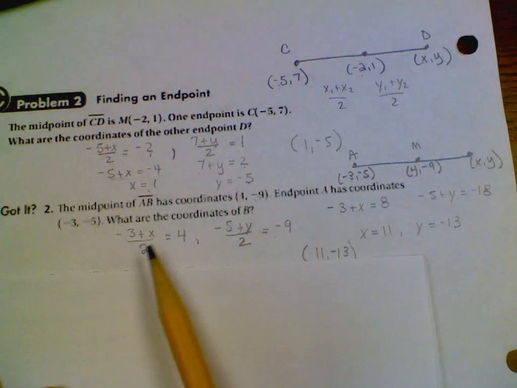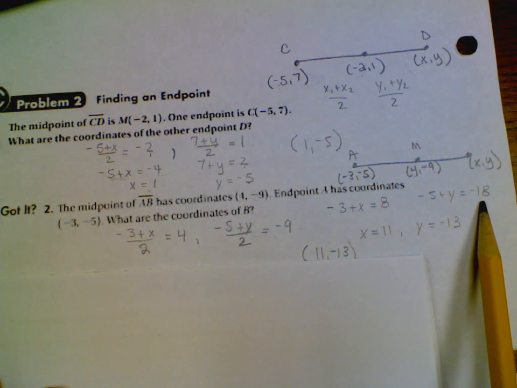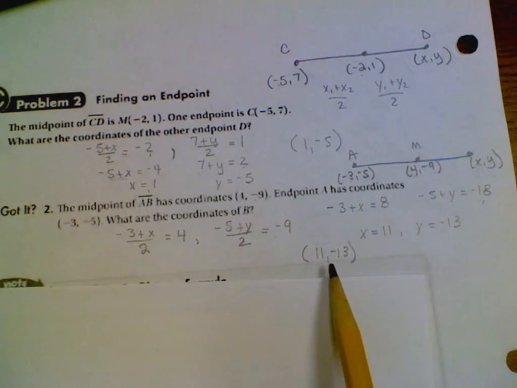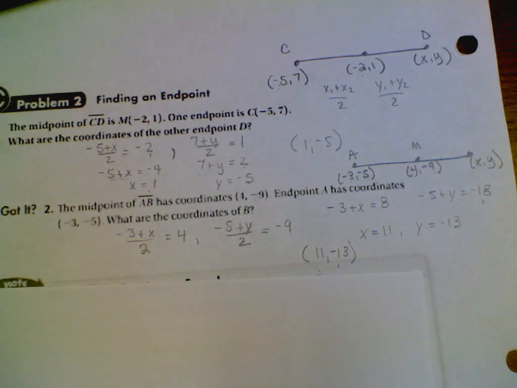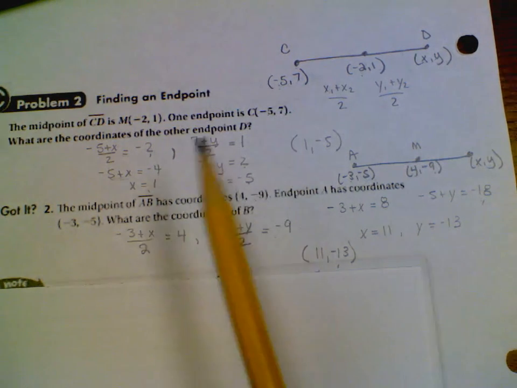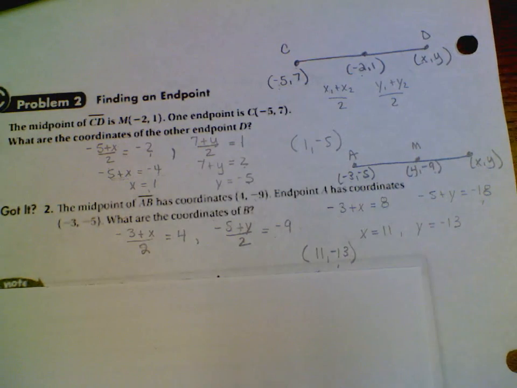So then to solve, I would need to multiply by 2. So I would get 8 and negative 18. And then you should be adding 3 and adding 5. So your other endpoint should be 11 and negative 13. This is always kind of confusing for students, so if you have questions, please let us know so that we can come help you and reiterate.